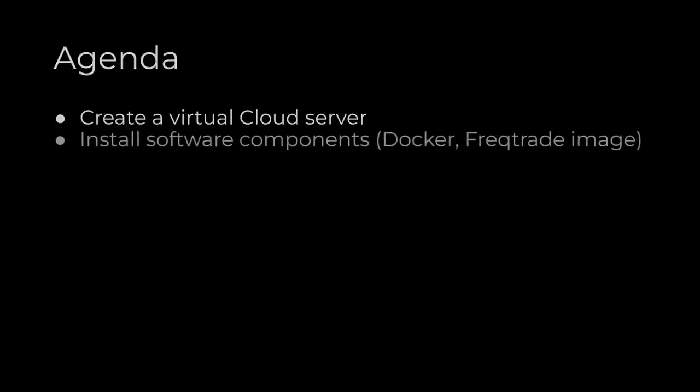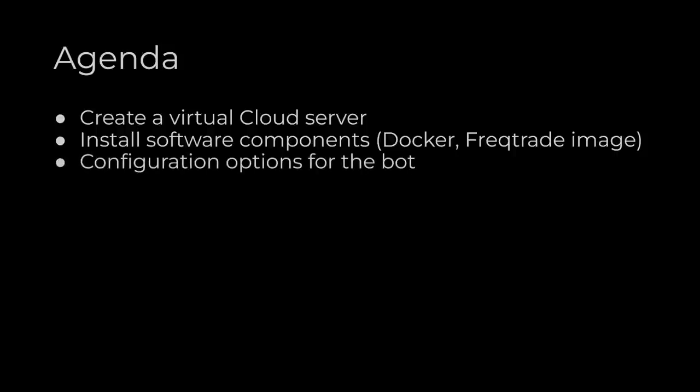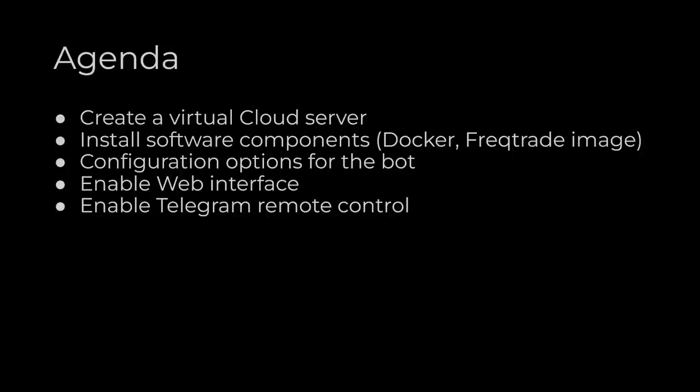In part 2 I will install the software components needed. I will install Docker, Docker Compose and the Freqtrade trading bot itself. This will be a step up to part 3. In part 3 I will run through all the most important configuration options of the Freqtrade bot. I will also show you how to enable the web interface and Telegram capabilities to manage it from your other devices. And when I'm finished with this part, I can technically run the bot and do automatic trading.